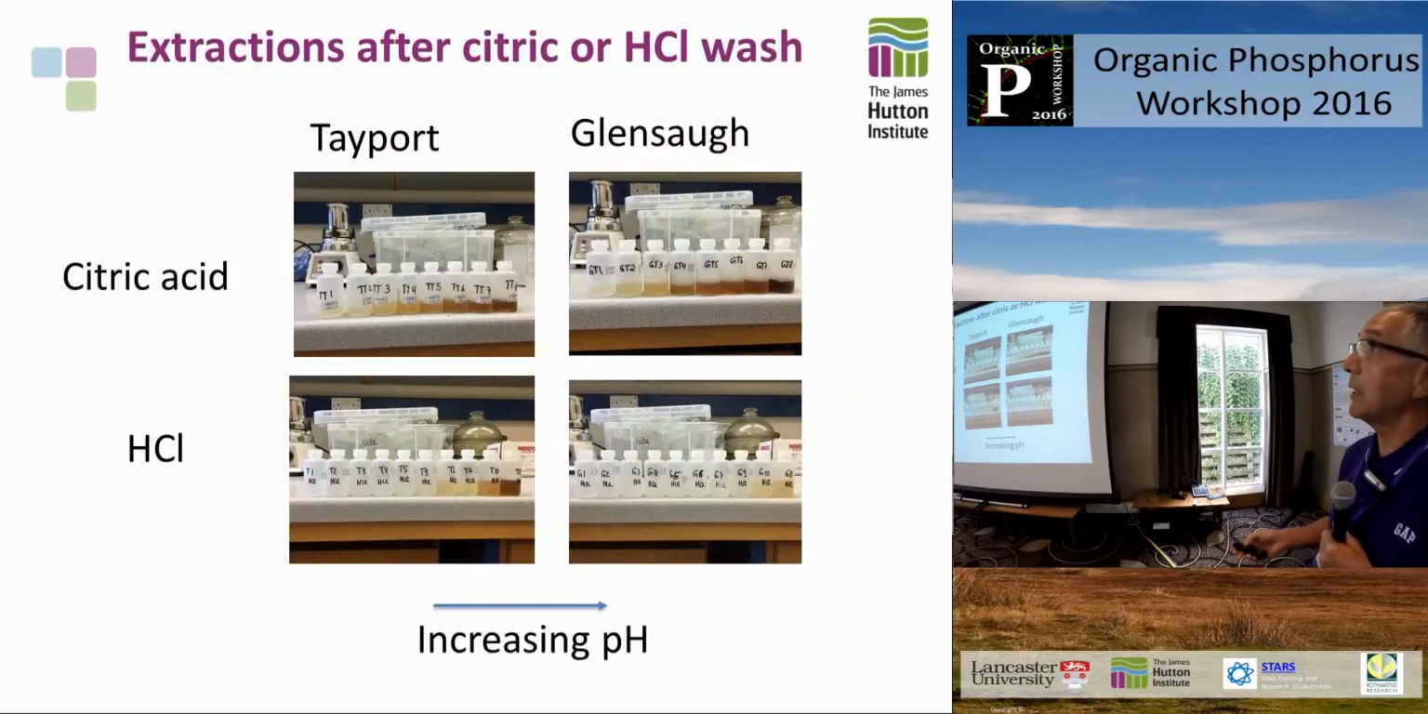So this is the citric acid wash here for the Tayport soil and the Glen soil. We can see as the pH goes up, somewhere around 4 to 6, I'll show you the figures in a minute, you can see there's much more organic matter coming out. Again here, the brown solutions indicate a lot of organic matter. And the pHs are not exactly equivalent because if you adjust the pH of the soil, it usually takes quite a number of days to settle down.